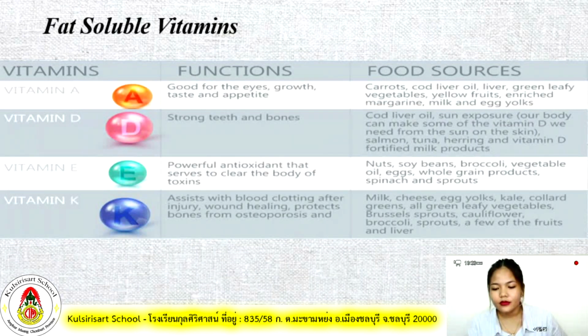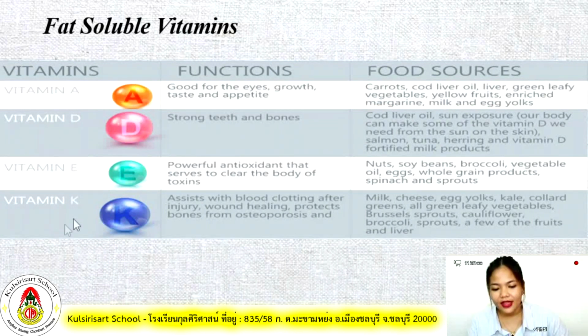And the next one is vitamin K. Vitamin K assists with blood clotting after injury, wound healing, and protects bones from osteoporosis. Let's say for example you got wounded and that wound takes so much time to heal, meaning your body lacks vitamin K.